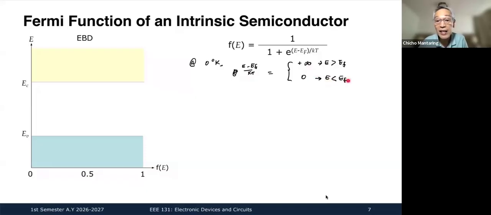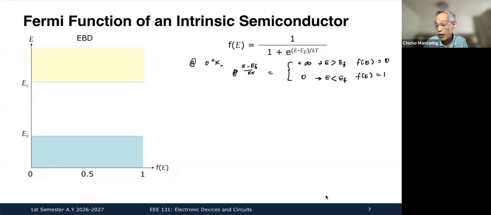When E is less than EF, this will be equal to minus infinity. What is e to the minus infinity? It is equal to 0. So in this particular case, f of E is going to be equal to 0. If this is infinity, 1 over infinity is 0. And in this particular case, f of E is going to be equal to 1. If this is equal to 0, 1 over 1 is equal to 1.